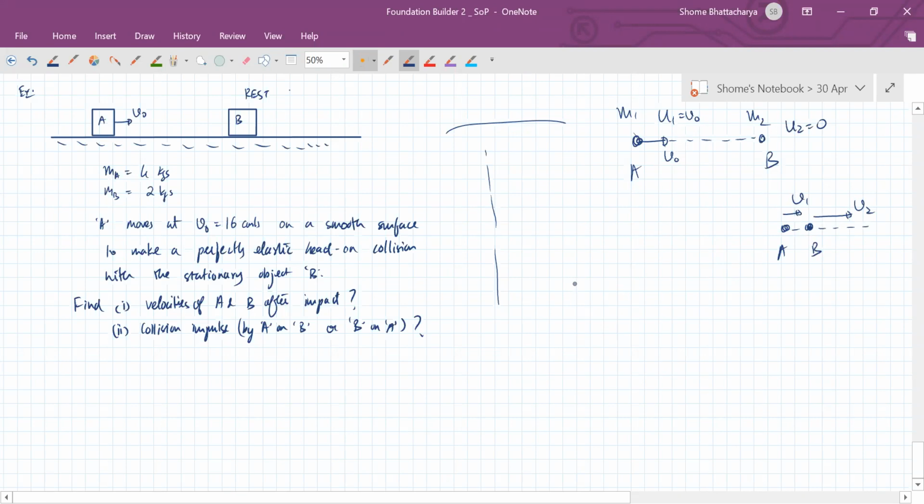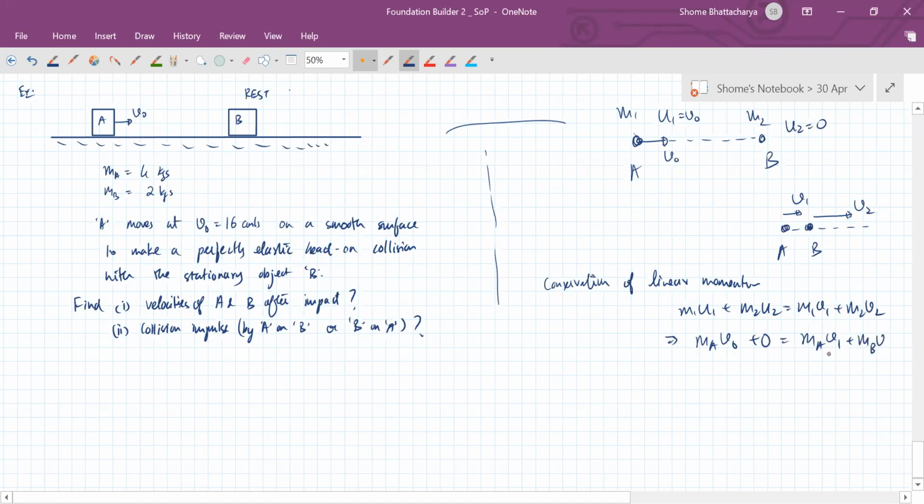Okay. So we have the formula for conservation of linear momentum. That is M1U1 plus M2U2 is equal to M1V1 plus M2V2. So in this case, that will become mass of A into V0 plus 0 is equal to mass of A into V1 plus mass of B into V2. So let's substitute the values. So 4V0 is equal to 4V1 plus 2V2. In fact, we can divide by 2 also. So this is what we are getting numerically from the conservation of linear momentum.